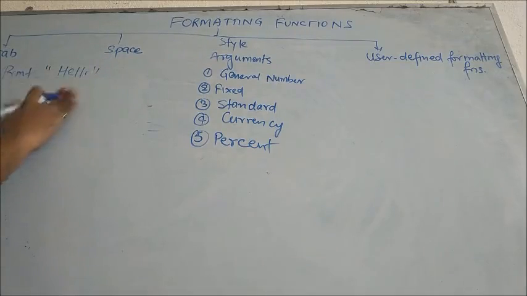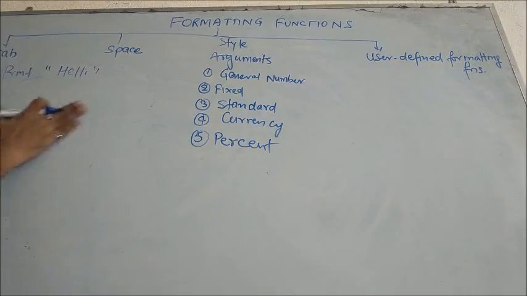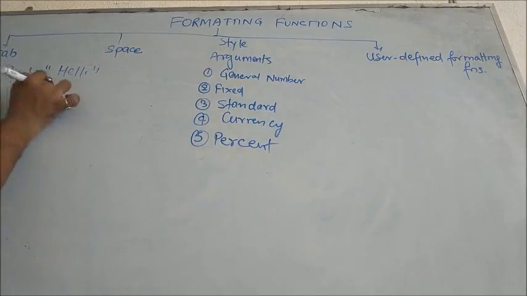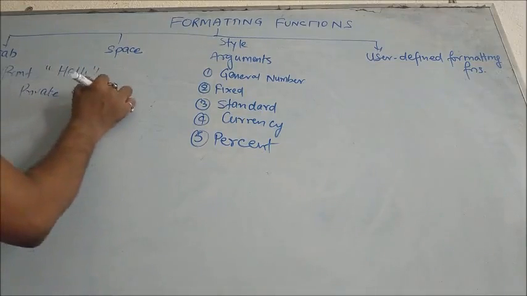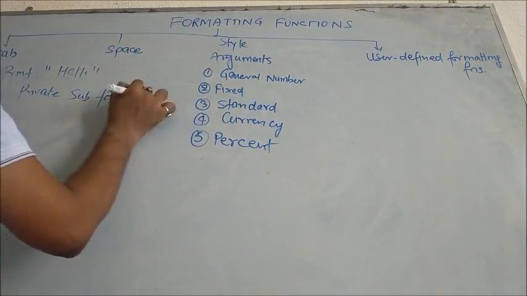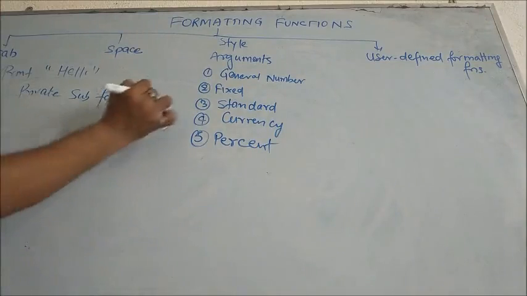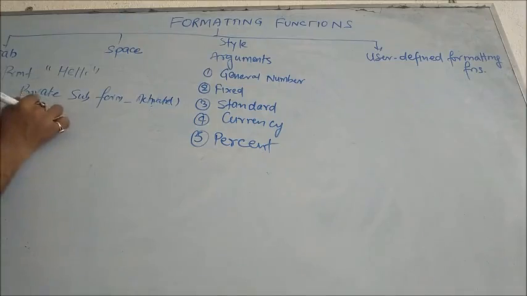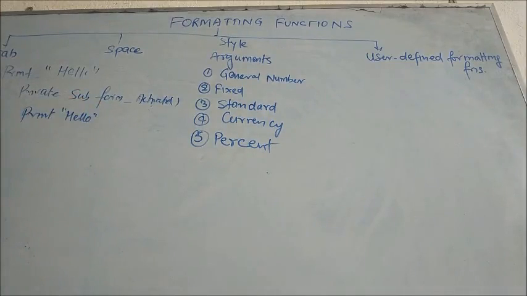If I write it in code somewhere, for this I don't need any sort of control box. I want only one private subroutine, that is private sub, and I will take the form to declare. So I will write Form underscore Activate, right? And in this, simply I will write print hello, and this will be closed with End Sub.